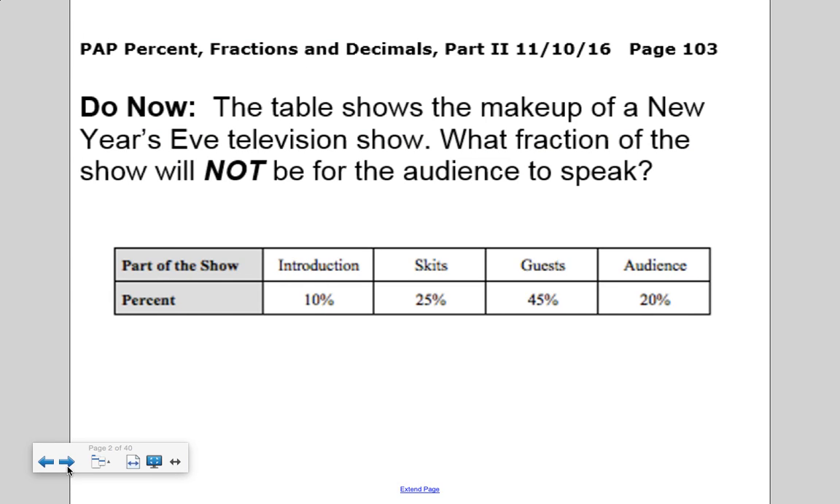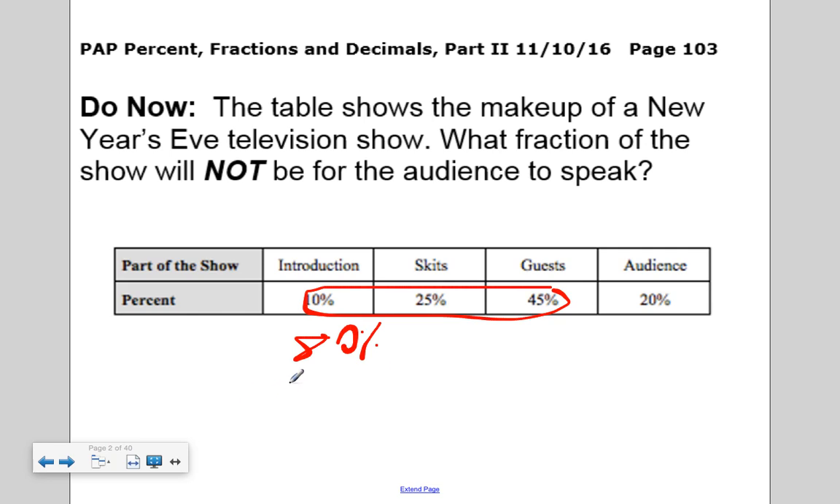The table shows the makeup of a New Year's Eve television show. What fraction of the show will not be for the audience to speak? Well, 10% for introduction, 25% for skits, 45% for guests, and 20% is for guest participation. So all of these will not be for the audience to speak. If you add 10 plus 25 is 35, plus 45, 35 plus 5 is 40, 80%. So 80% will not be used for the audience speaking engagement.